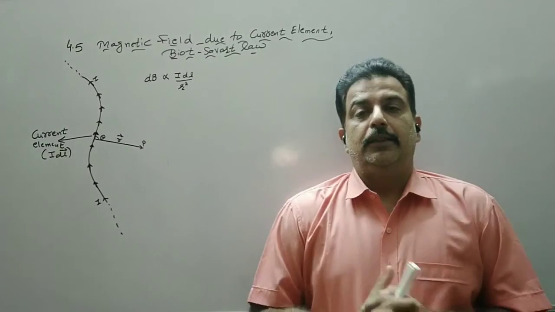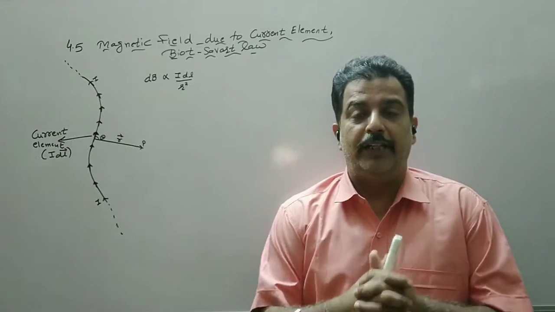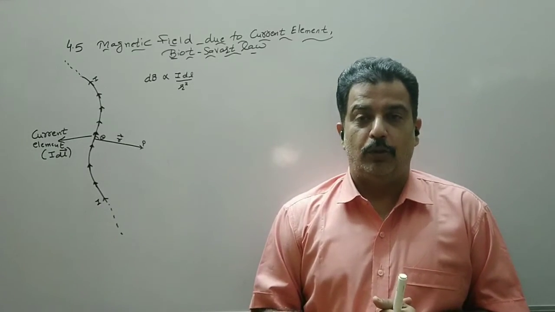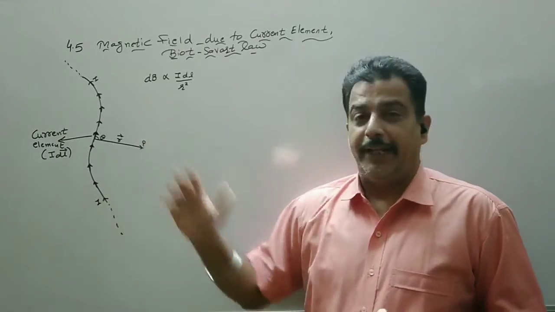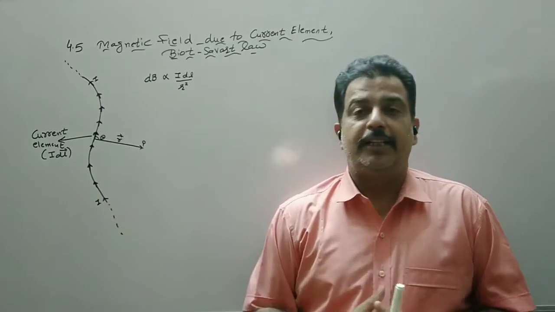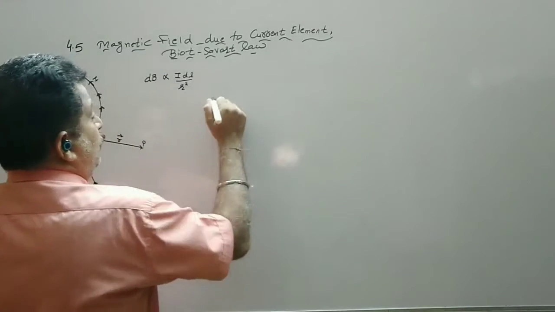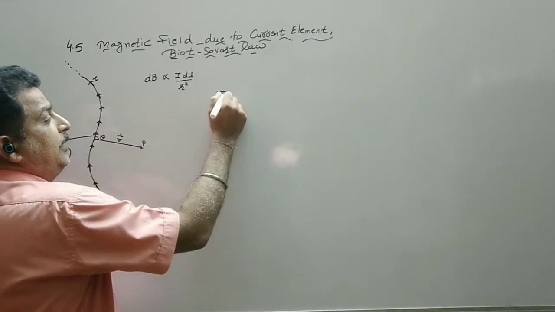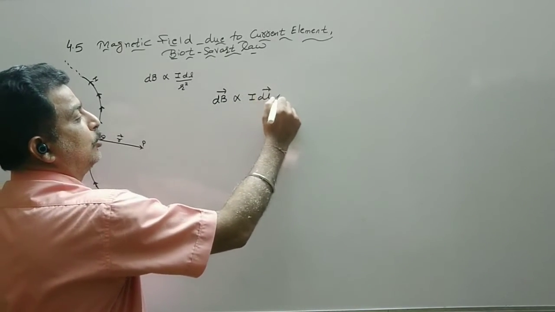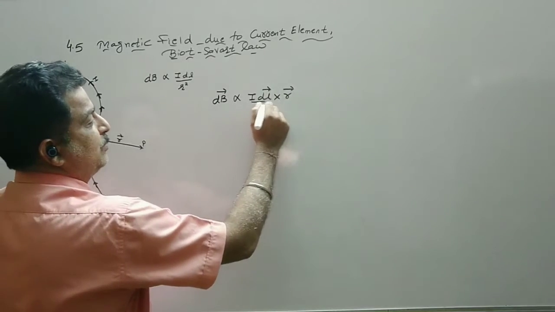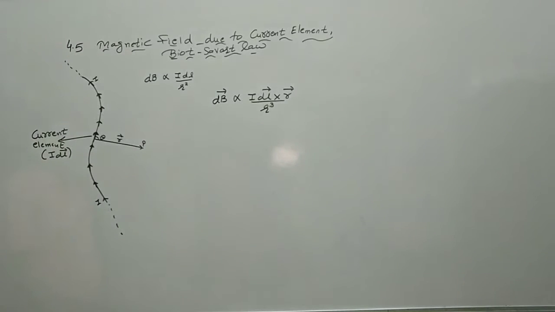Now we know that the magnetic field is produced around it. We will find out its direction by the right hand thumb rule. So the magnetic field will be perpendicular to the plane in which this current carrying wire is kept. So in vector notation, this law is written as dB vector is directly proportional to I dL cross r vector, that is the displacement vector, divided by r cube.